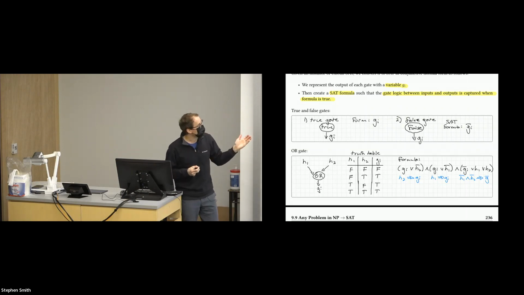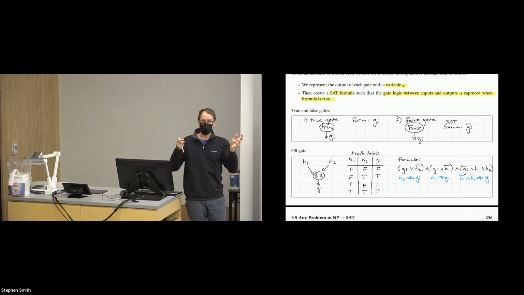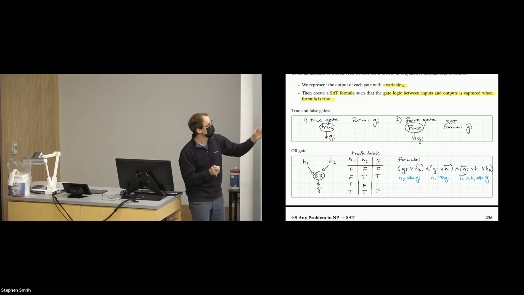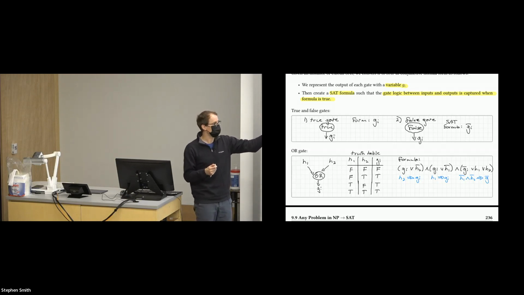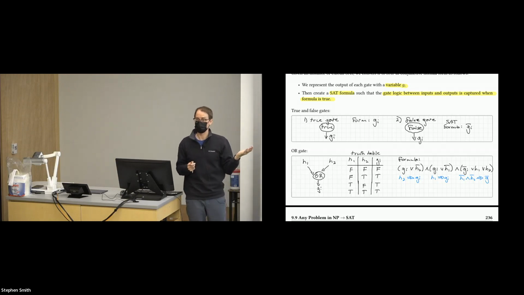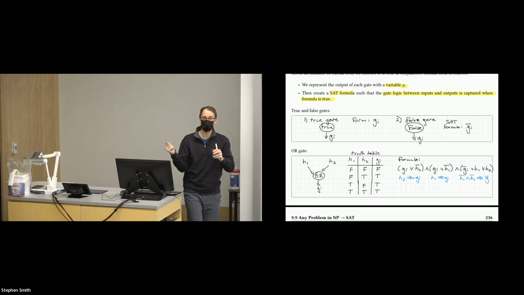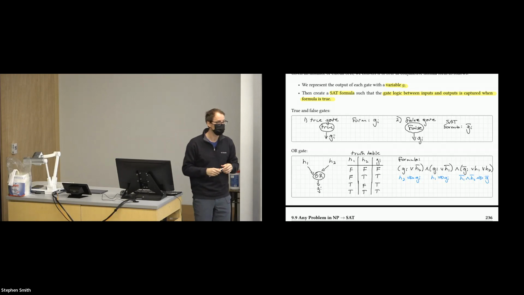And the last clause is making sure that it also does the right thing when both the inputs are false. If both H1 and H2 have been set to false, then the only way to satisfy that clause is to have not GI be true, or GI to be false. So that's the 3 clauses. The first 2 get the true part right, and the last one gets the false part right.